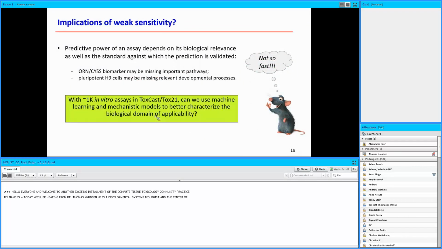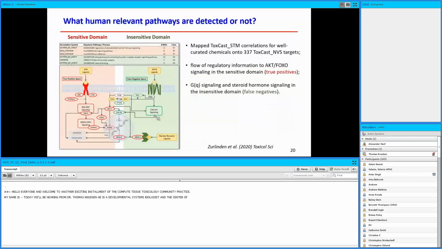Well, not so fast, as our rat friend is telling us. Don't throw it out yet. There are ways of dealing with the implications of weak sensitivity. In any in vitro assay in a NAM, the predictive power of an assay is going to depend on its biological relevance as well as a standard against which the prediction is validated. With 1,000 in vitro assays in ToxCast, we can begin to use machine learning and mechanistic modeling approaches to better characterize the biological domain of applicability.